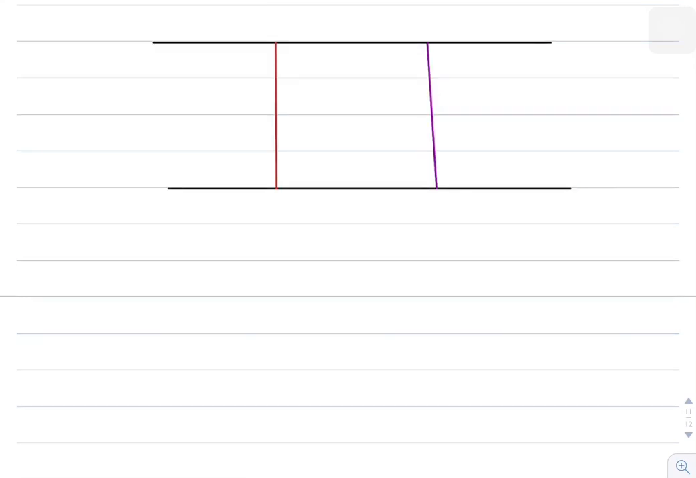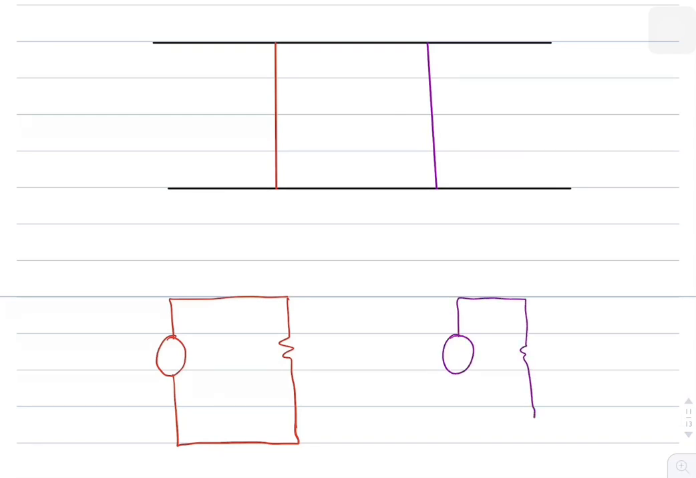The following diagram represents two conductors which are connected in parallel. If you have a parallel connection, definitely you are going to use Norton's equivalent circuit. Therefore, the resultant circuit would be a current source in shunt with a conductance. Similarly, for the second conductor, a current source in shunt with a conductance.